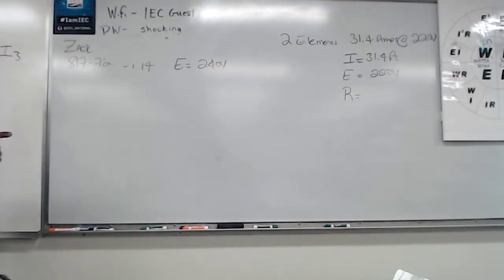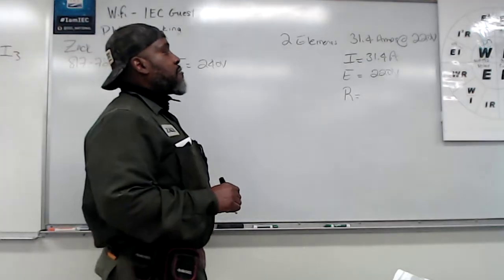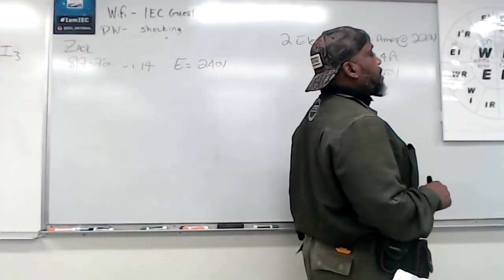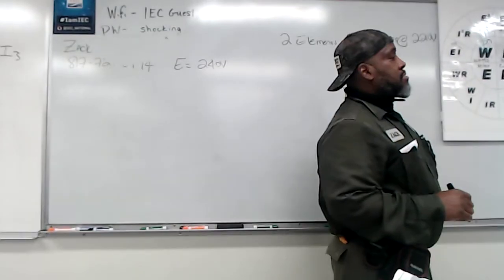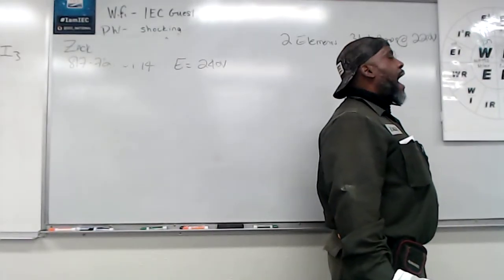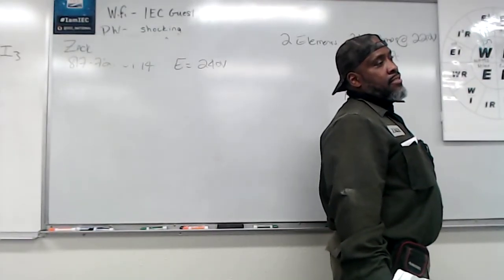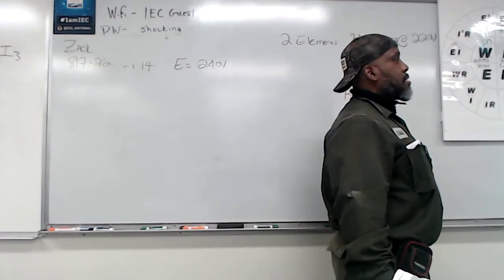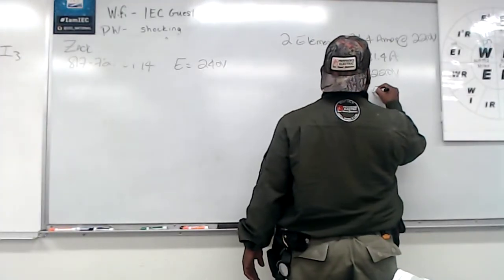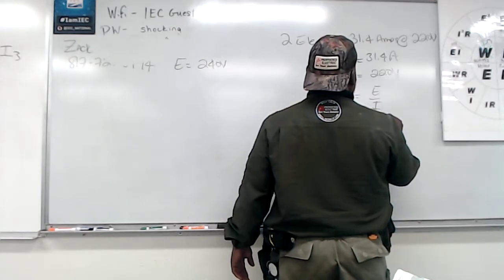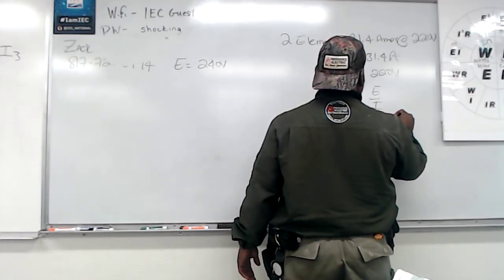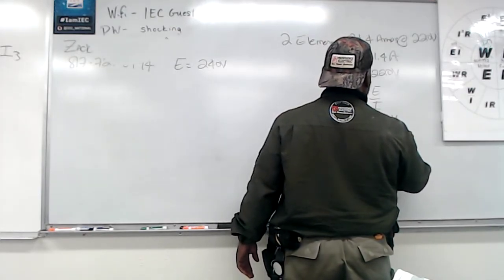Cool. So we can go ahead and find resistance, right? What's the formula for resistance if I have I and E, Angel? Resistance is voltage divided by the amps, E divided by I. E is 220. I is 31.4.